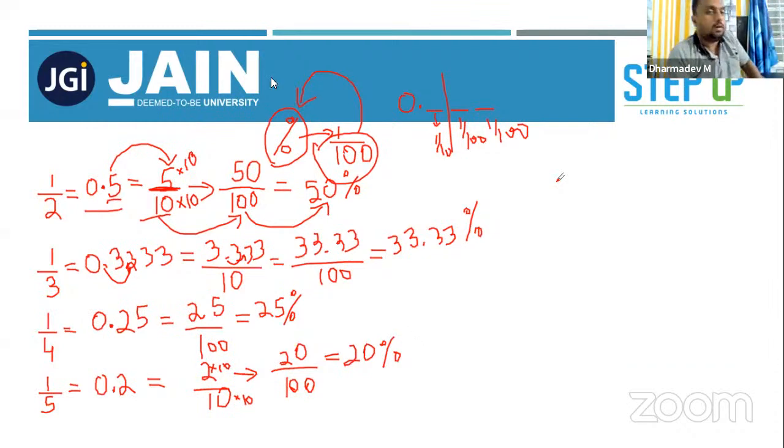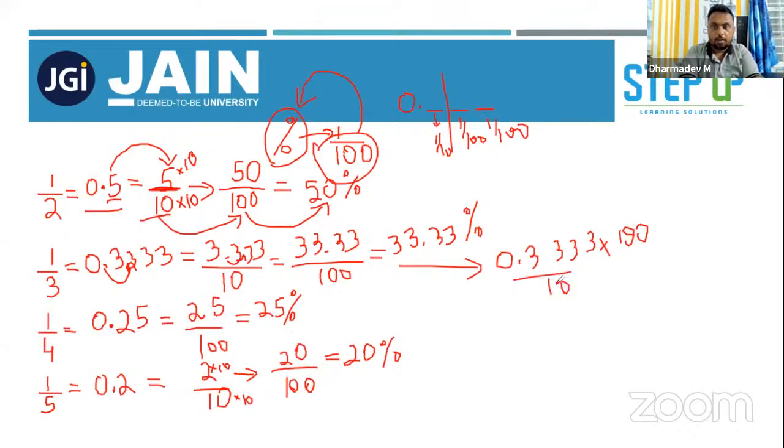Okay. Now another example. Just keenly listen over here. Taking the 0.3333 and multiplying the numerator and denominator with 100. Numerator into 100, denominator by 100. So that is nothing but 33.33 by 100. Did you get that?